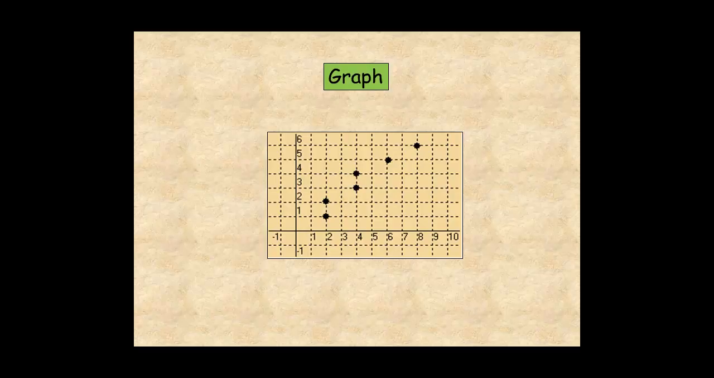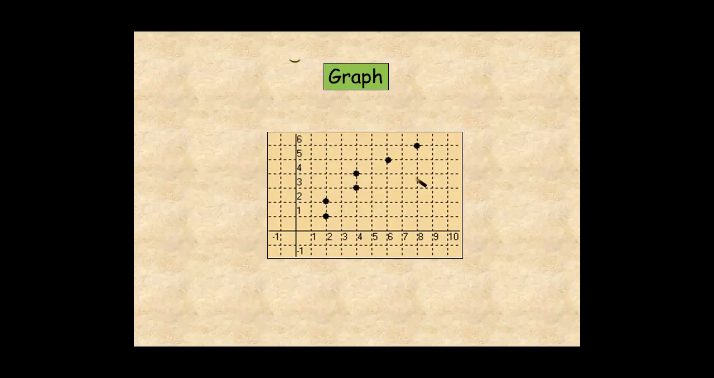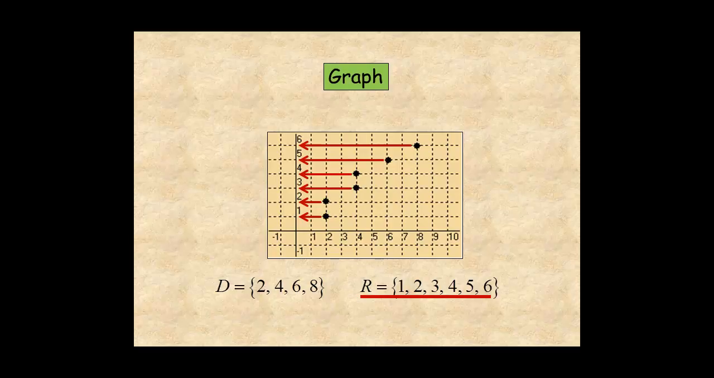Another way to define or represent a relation is with a graph. Each point on the graph is a visual image of an ordered pair of xy values. The domain of the relation is where it's defined along the x-axis, which for this example is the set of numbers 2, 4, 6, and 8. The range of the relation is where it's defined along the y-axis, which is the set of numbers 1, 2, 3, 4, 5, and 6.